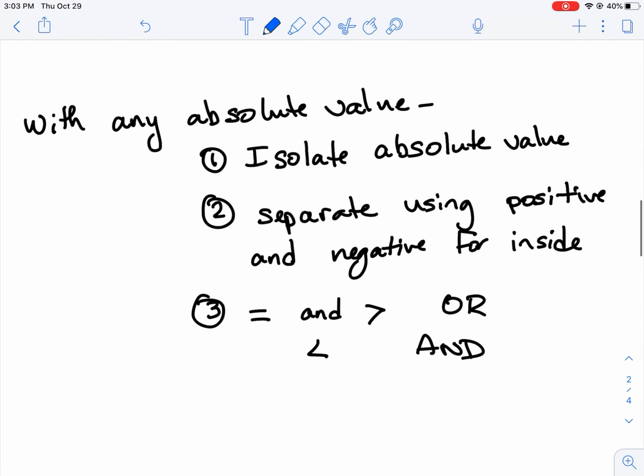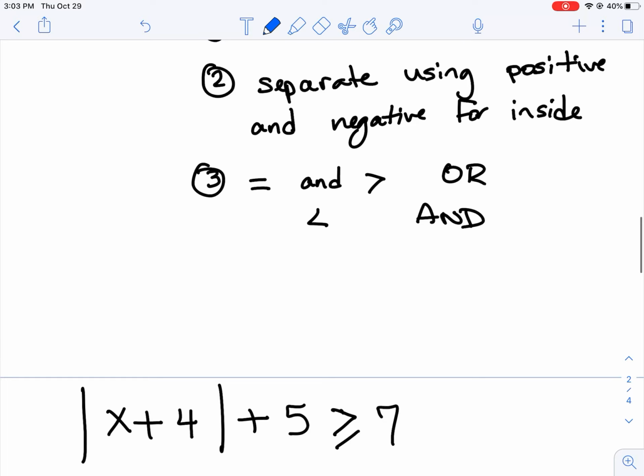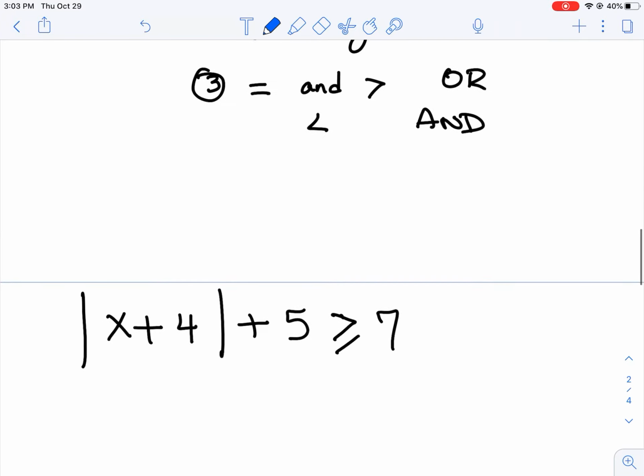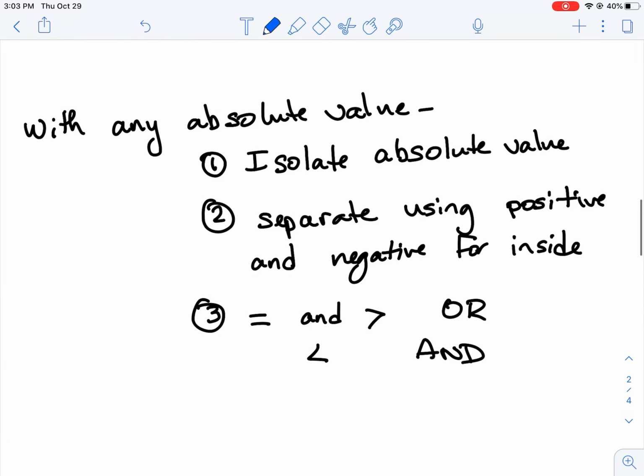All right, so with any absolute value, you have to isolate the absolute value, separate using positive and negative for the inside, and then remember equals and greater than are or statements, less than is and. Okay, so there it is in a snapshot, boom.